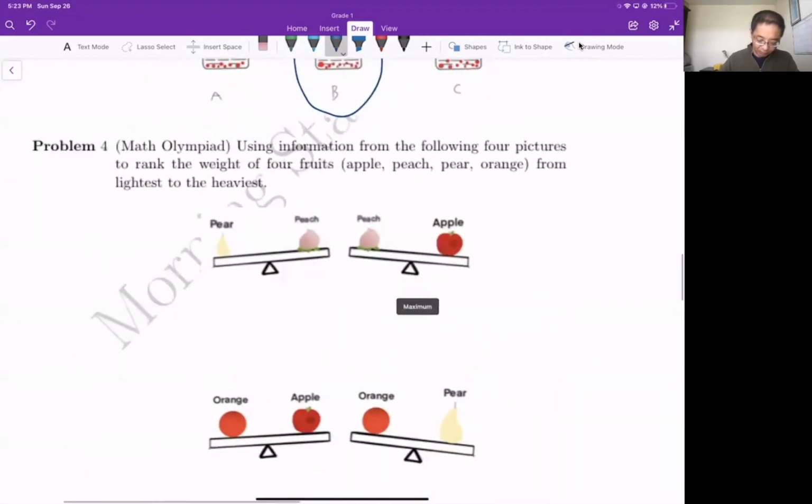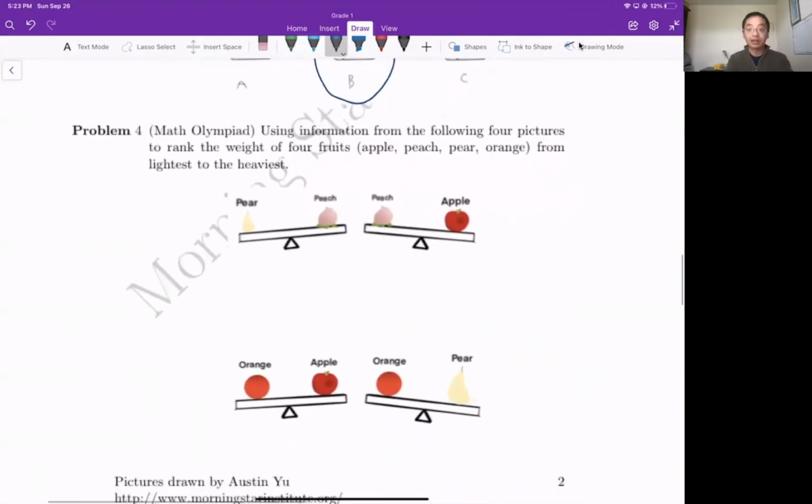Question number 4. This is also a Math Olympiad problem. What do we have here? We have 4 fruits: apple, peach, pear, orange. At first, we don't know which one is heavier than which, but we have the following 4 pictures. In each picture, we are comparing 2 fruits. For the first one, we compare pear and peach, because the pear goes down and the peach goes up, which means the pear is heavier.